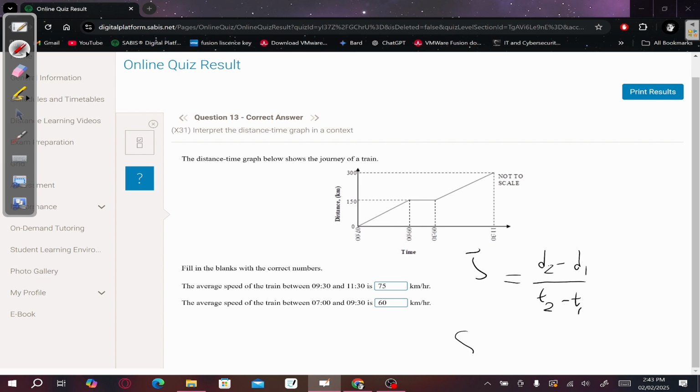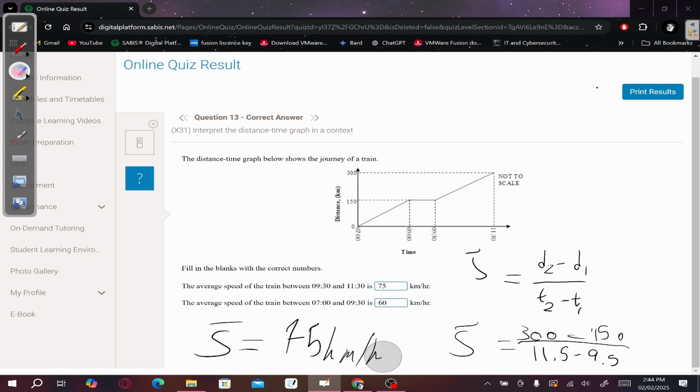So the average speed is equal to d2, which is 300, minus 150, all over 11.5 minus 9.5. Again, 9:30, 9 hours and 30 minutes, is 9 and a half. To find the time in hours when you're given minutes, keep the hour the same, then divide the minutes, whatever you have, by 60. You get your decimal, which is 0.5, so 9.5. If you didn't know how to find that from the given time, now you do. So this will give me for part A, on a calculator, an average speed of 75 kilometers an hour.